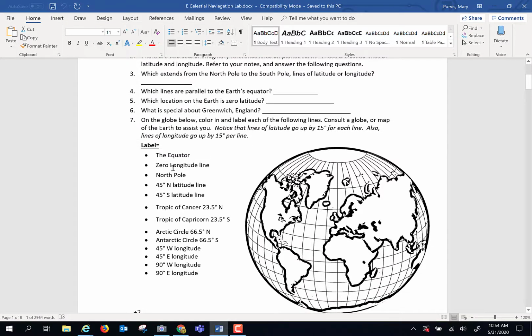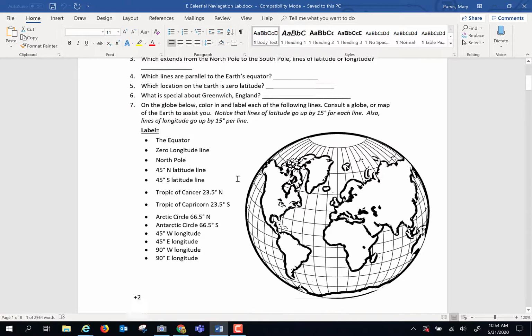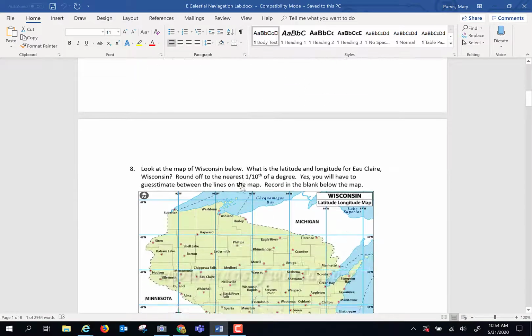Go back to our notes and what we've talked about. You may need a globe or a map of the Earth that you can find online. Please draw these on this. As always, I highly recommend some colored pencils to help make things pretty. And if you do that, scan the lab in after you've printed it. It's probably the easiest way to attack this.